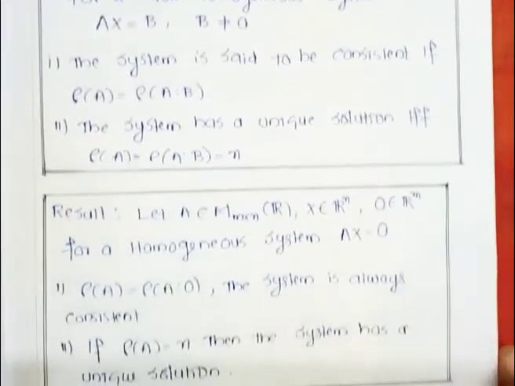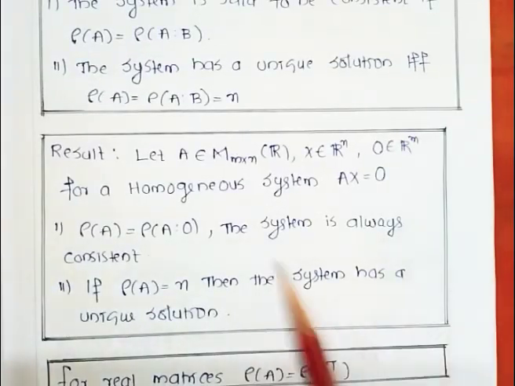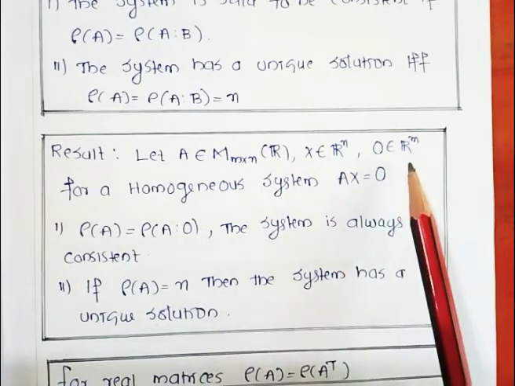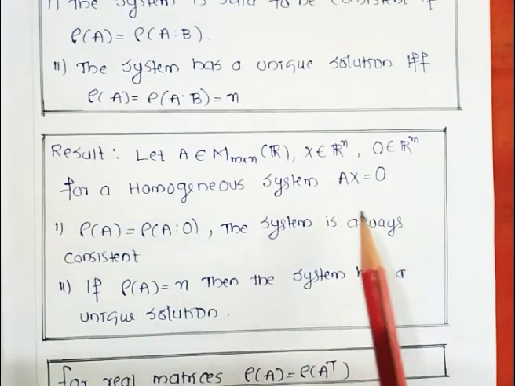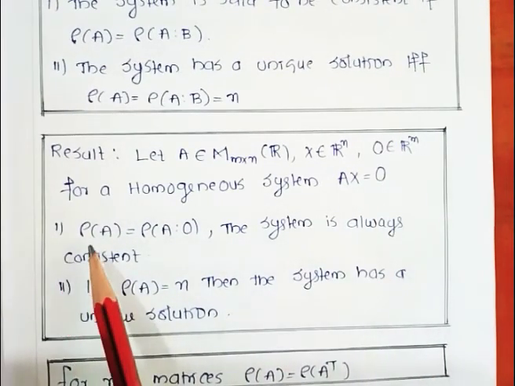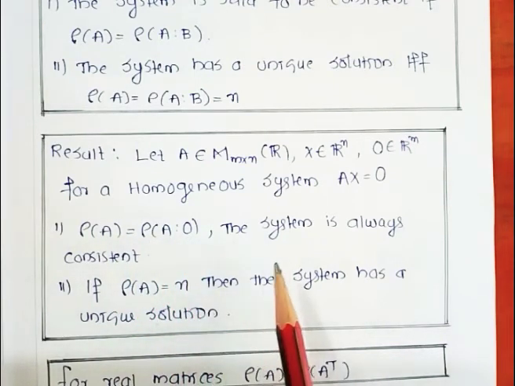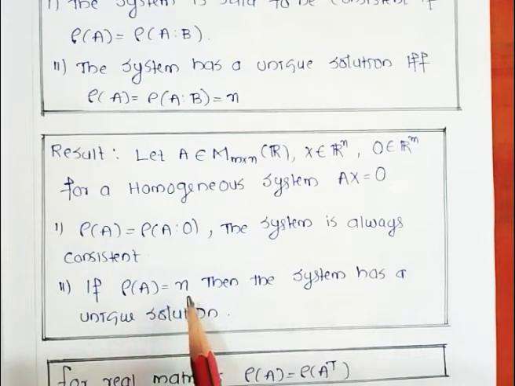Now we have another result. Let A belong to M by N of R, X belong to Rn and 0 belong to Rn. Then for a homogeneous system, Ax is equal to 0: first, rank of A is equal to rank of the augmented matrix A with the 0 matrix, so the system is always consistent. That means a homogeneous system of linear equations is always consistent. And result number 2, if rank of A is equal to N, then the system has a unique solution. That is, if rank of A is equal to the number of unknowns, then the homogeneous system of linear equations has a unique solution.